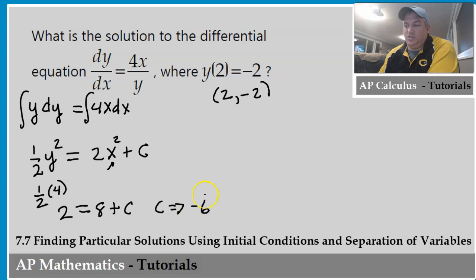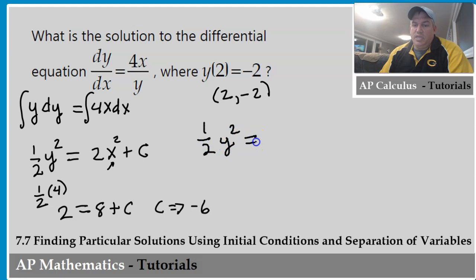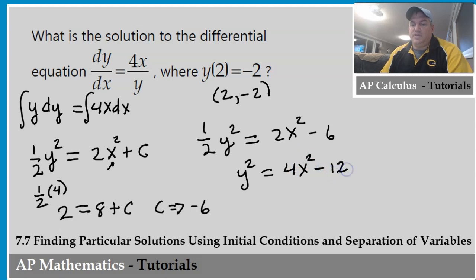So since we have c equal to -6, we're going to then rewrite the equation that we have as 1/2 y squared equals 2x squared minus 6. So let's do that. 1/2 y squared equals 2x squared minus 6. Now let's just double both sides, because remember my goal is to get the y by itself. So y squared equals 4x squared minus 12, and then solve this by taking a square root.